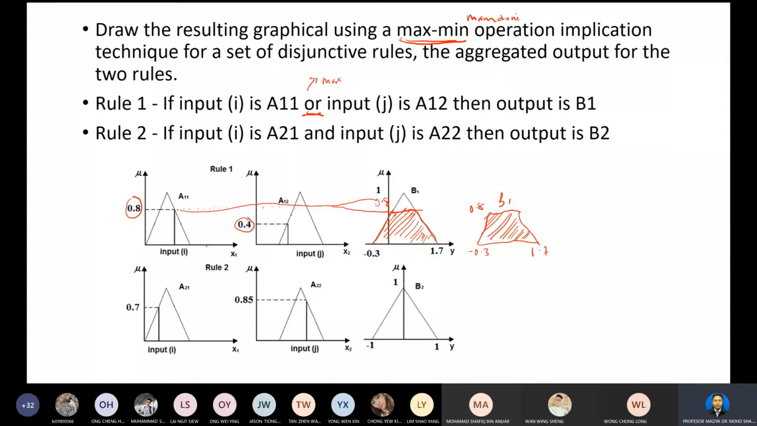Next we follow this for rule number 1, where the connection is OR. We go for the next rule, which uses AND. That means we have to select the minimum. We compare 0.7 here and 0.85. Which one is the minimum? The answer is 0.7. From 0.7, using your ruler, it will be like this. This is our output for B2.